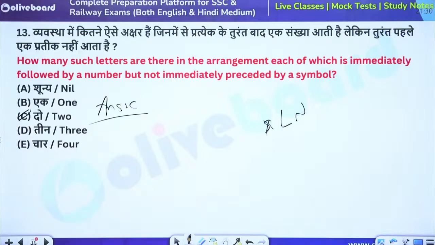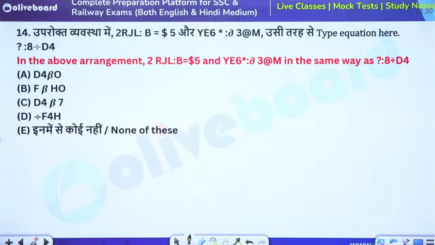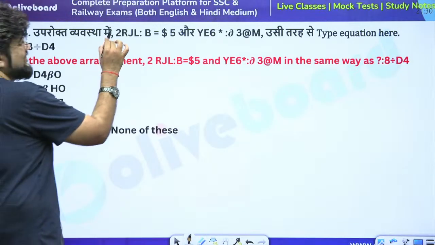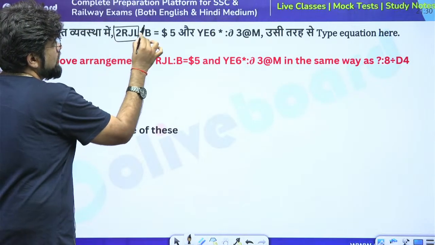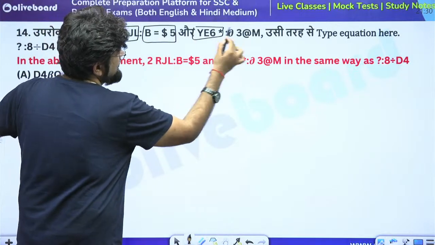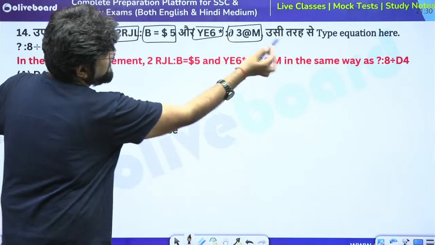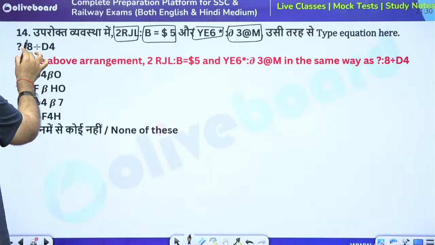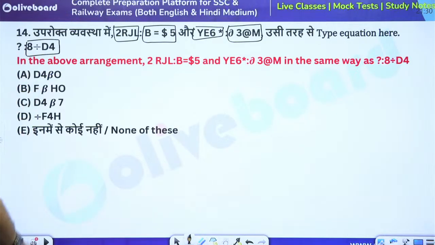Cool. And the last question from this particular set, from this series. In the above arrangement, this is a very good question. This is actually analogy. They are saying 2RJL is analogous to B equal to $5. Similarly, YE6 star is analogous to this. So in the same way, what will be analogous to 8 divide D4?